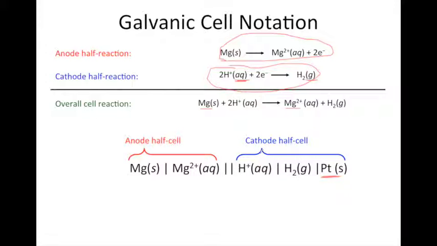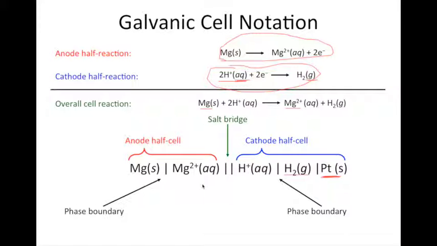So for our cathode, since we need the platinum, we would put our hydrogen aqueous, that's our reactant, first. Hydrogen gas is our product, so that goes second. And then we would put the platinum at the end. If we had platinum over here on the anode side, it would go at the beginning. Here on the cathode side, it would go at the end. So we have our salt bridge in between the two and our phase boundaries. And again, we also have a phase boundary here separating the gas from the solid.